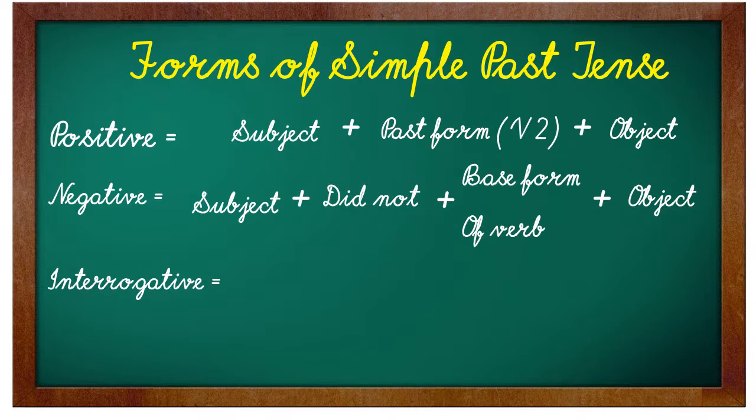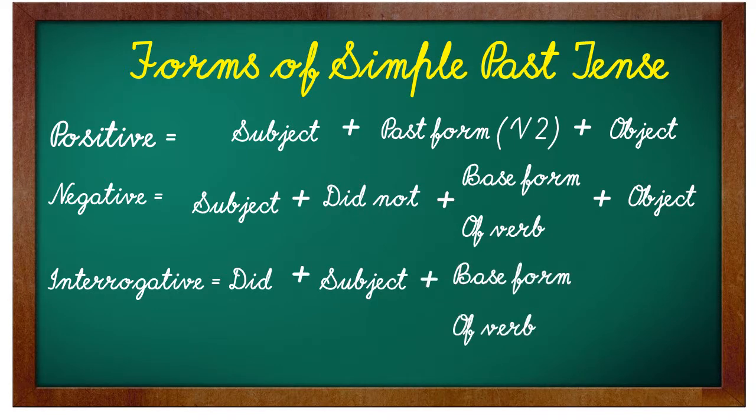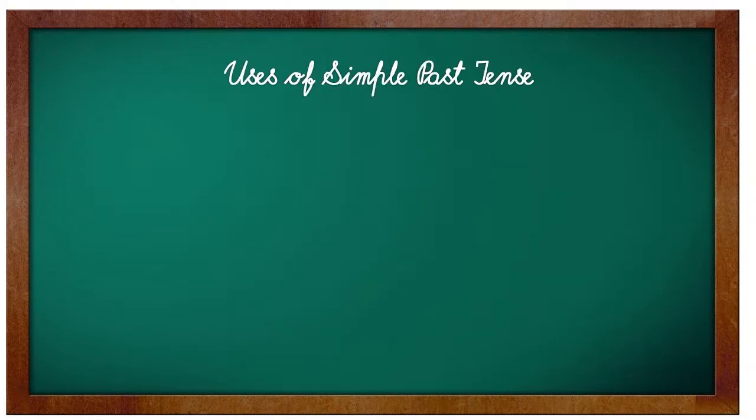In interrogative sentences, the sentence structure is did plus subject plus base form of the verb plus object, followed by a question mark. Interrogative sentences can be formed by question words like what, why, where, etc. Now let's see uses of simple past tense.